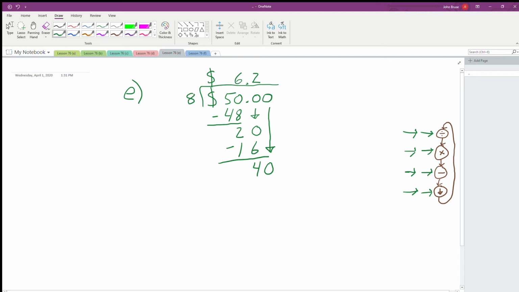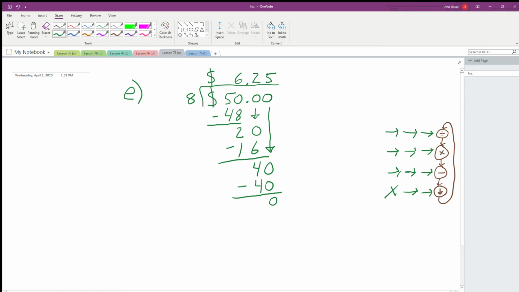I know that it's 5. So we just did our division step. Then we're going to multiply. 5 times 8 is 40. That's our multiplication step. And then we're going to subtract. 40 minus 40 is 0. That was our subtraction step. There's no more numbers to bring down, so we are done with the bring down.